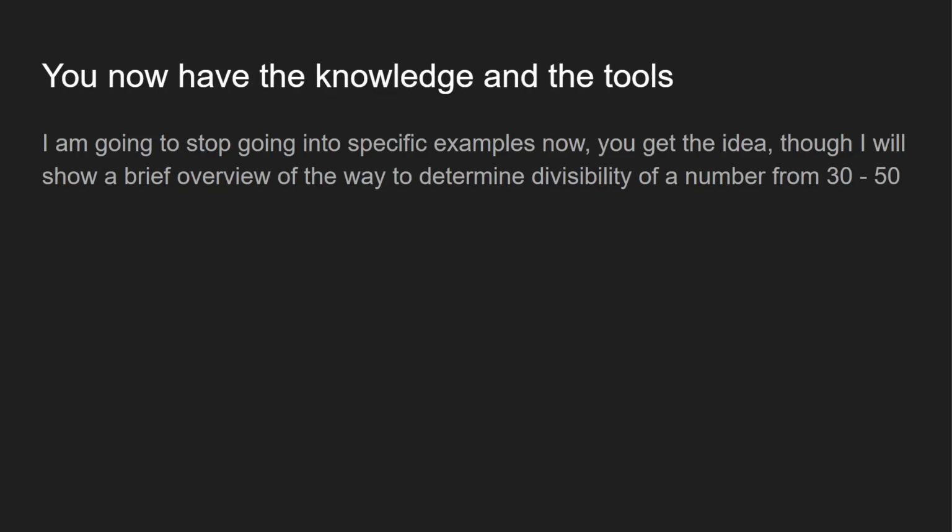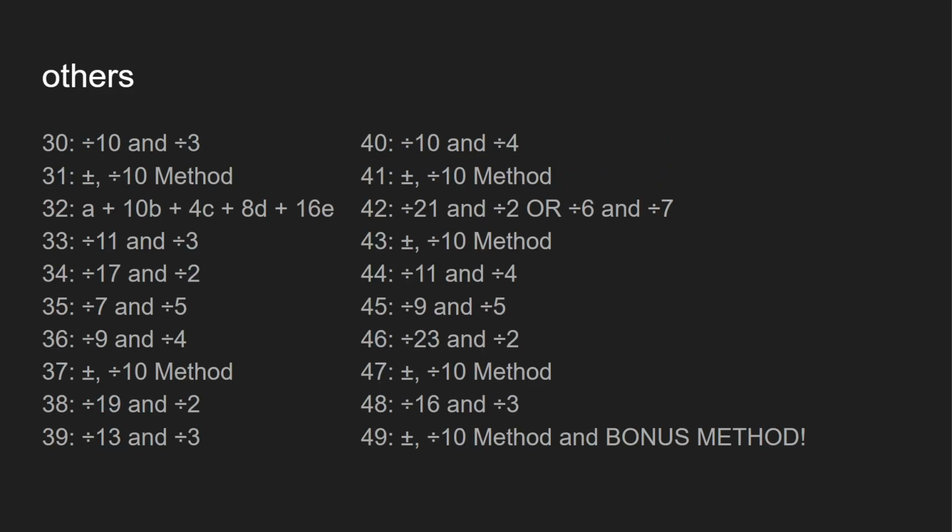So you now have the knowledge and the tools. I'm going to stop going into specific examples because you get the idea, and I'm going to do a very brief overview to determine divisibility of any numbers between 30 and 50. So remember when I said I'm going to go from numbers 1 to 20? That was going into more detail specifically. At this point, I'm just going to show you a chart. Here's the chart right here.